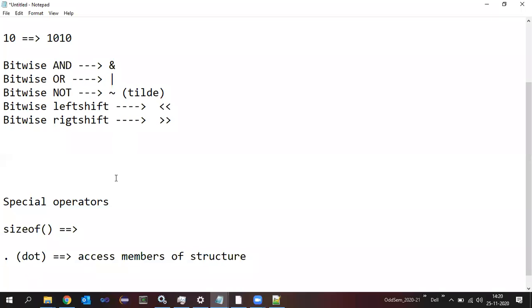Then the other two. One is called the indirection operator.